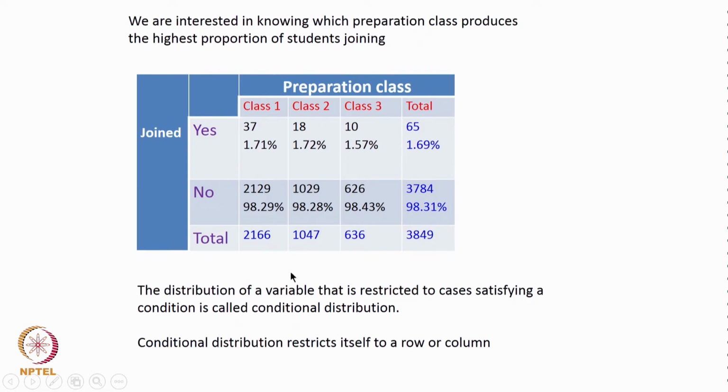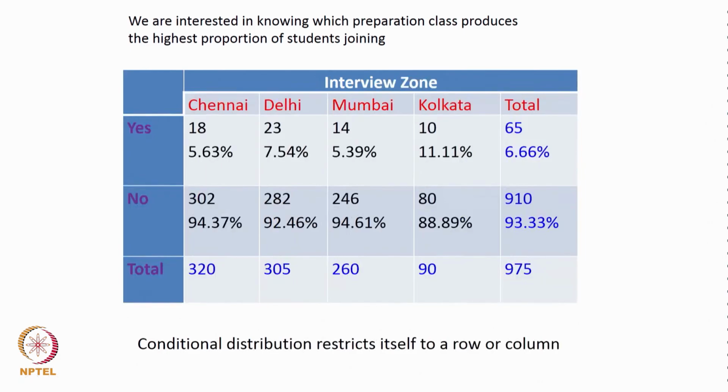Now, we can look at the other one. Out of class 1, those who went, we realize that there is a yes and there is a no. Now, it restricts itself to a column, where we say 1.71% could get in, 98.29% did not. So, it restricts itself to a row or to a column. Now, we are interested again in which one does the highest.